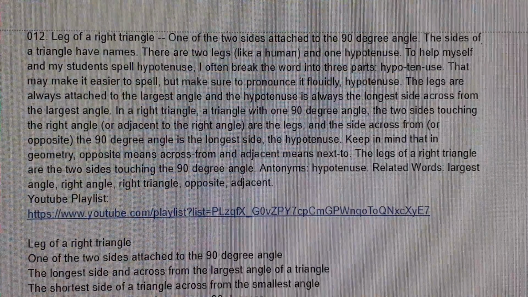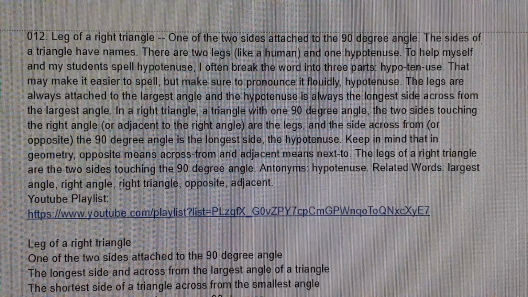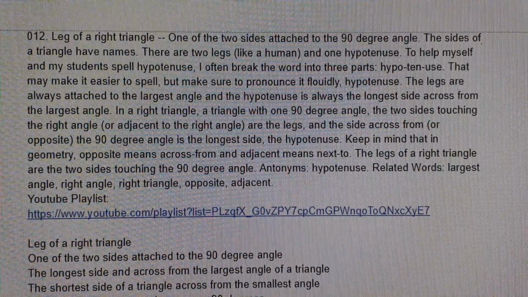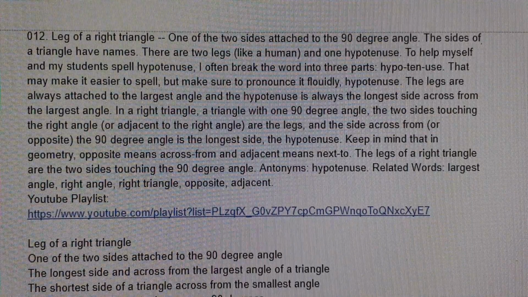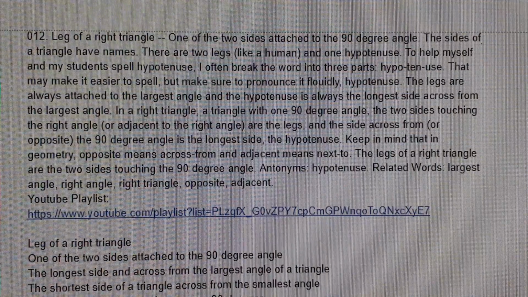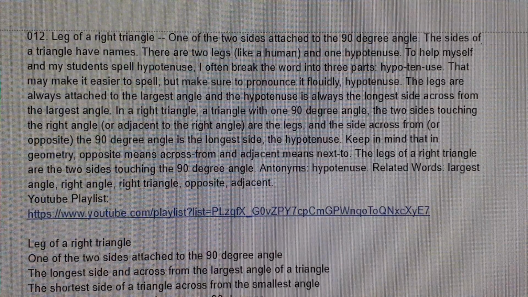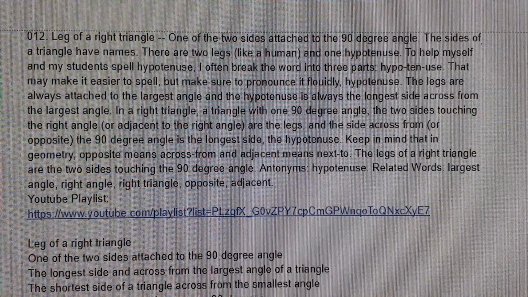To help my students and myself spell the word hypotenuse, I often break the word into three parts: hypo, H-Y-P-O, ten, T-E-N, and use, U-S-E. Hypo-ten-use. That may make it easier to spell, but make sure to pronounce it fluidly, as in hypotenuse.